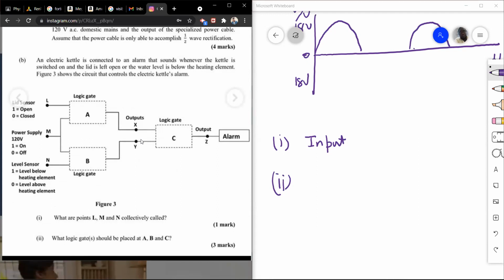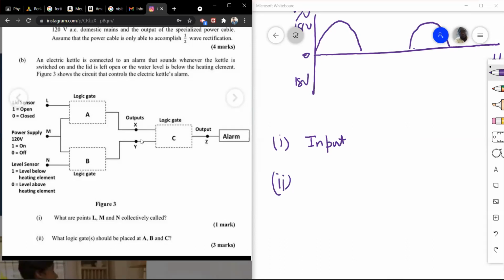So the alarm will sound whenever the kettle is switched on and the lid is left open. Oh, so you could have put the AND gate at A, you know. All right. They gave you the answer. Just have to read. Part B listed it out. English is a lovely thing, you know. The electric kettle is connected to an alarm that sounds whenever the kettle is switched on and the lid is left open or the water level is below the heating element. Sir. So we want an OR gate at C.